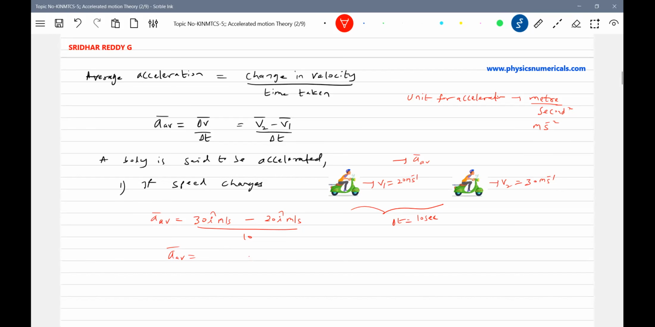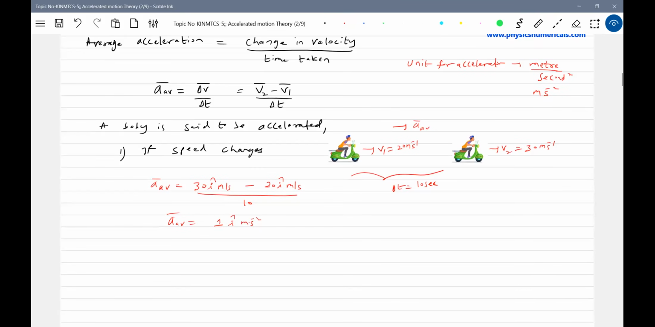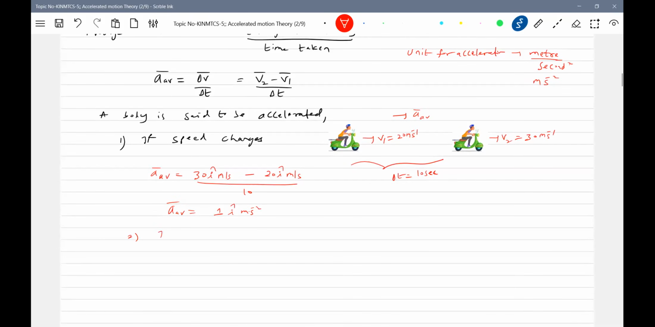What about the direction? 1 i cap meter per second square. The direction of average acceleration will be in the direction of increasing speed. Why? According to the definition, V2 is greater than V1. So average acceleration will be in the direction of this one. So if the speed of a body increases, in what direction is the acceleration directed? In the direction of increasing speed. That's why the acceleration is said to be directed towards the right. Got it now? That's the first thing, later on I'll come in detail. If speed changes. Next, third thing, if direction changes.